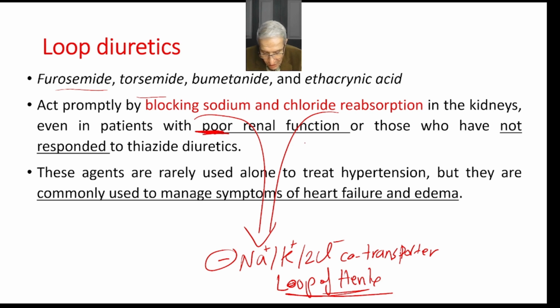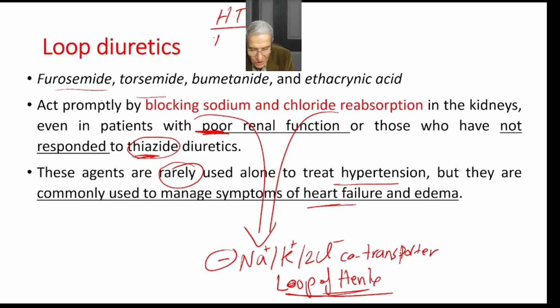When we prescribe thiazide but the patient did not respond to the thiazide, the alternative will be loop diuretic. Loop diuretic is rarely used for hypertension, but commonly used for heart failure. So in this case, I have two cases. If the patient suffers from hypertension, the popular medication will be thiazide. If the patient suffers from heart failure, the popular diuretic will be furosemide, a loop diuretic.